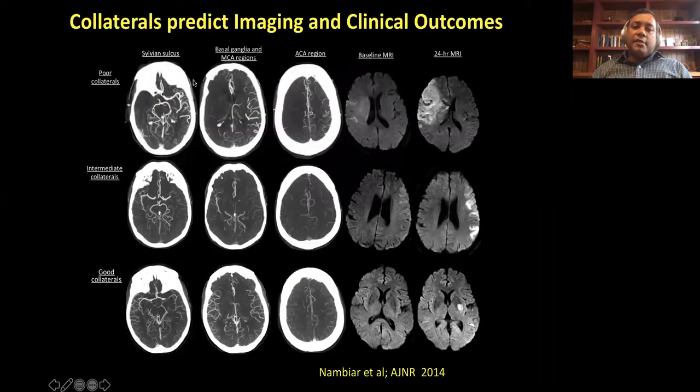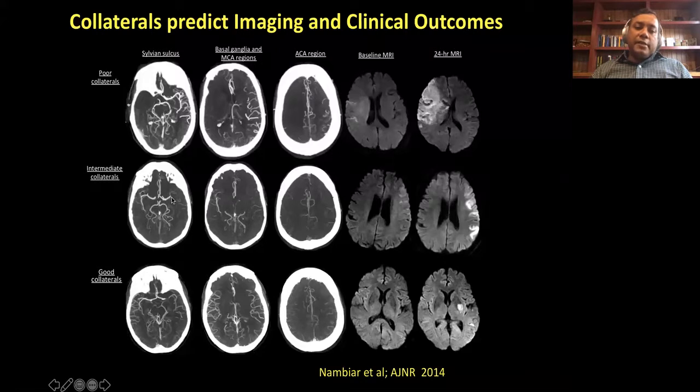And collaterals predict imaging and clinical outcomes. So if you look at the top panel here, this person has an ICA occlusion on the right side and has poor collaterals. You compare it to the other side, the vessels are very well seen, but on this side, not many vessels. So poor collaterals. And what happened here on baseline MRI for the same patient at the same time, you can see diffusion restriction in a large part of the MCA, and at 24 hours, this patient had a big stroke.